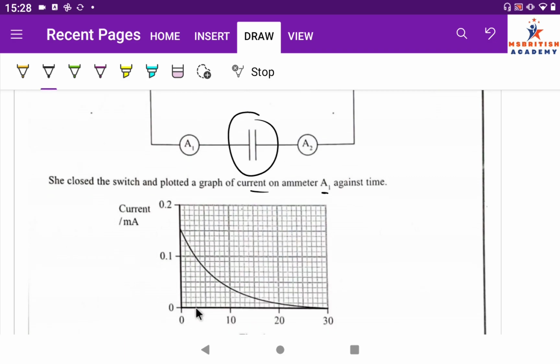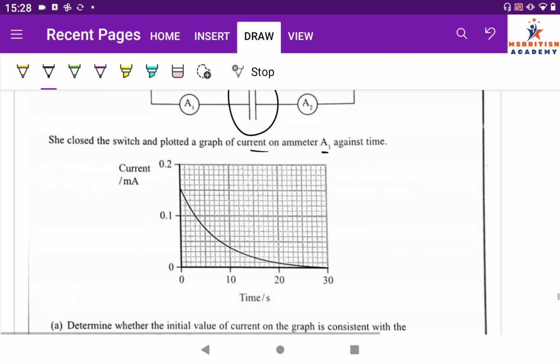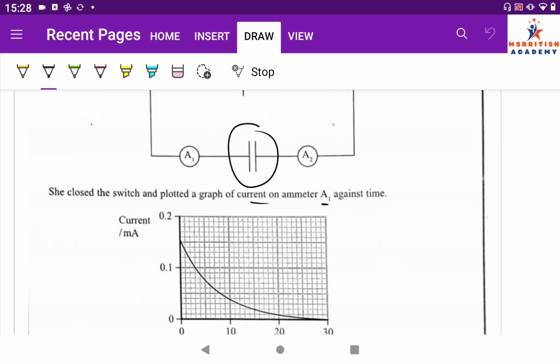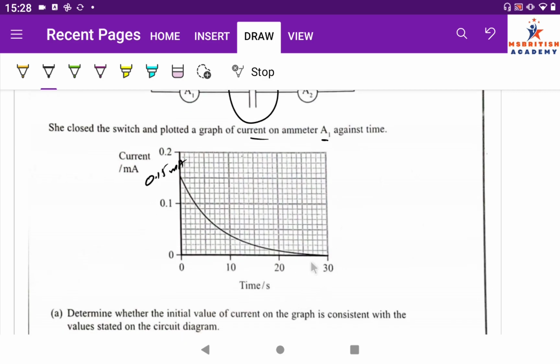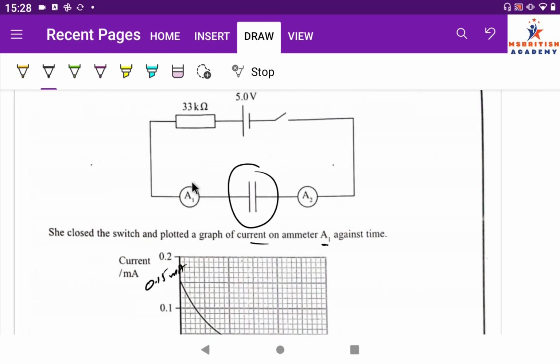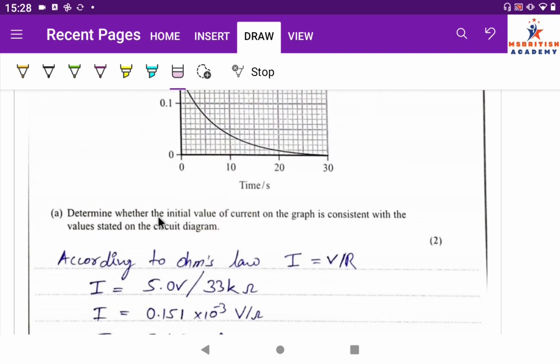So at t equal to 0, when the switch is closed, the current was 0.15 milliampere, and after 30 seconds the current becomes 0. Determine whether the initial value of current on the graph is consistent with the values stated on the circuit diagram.